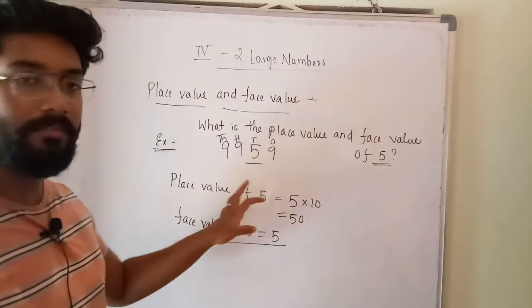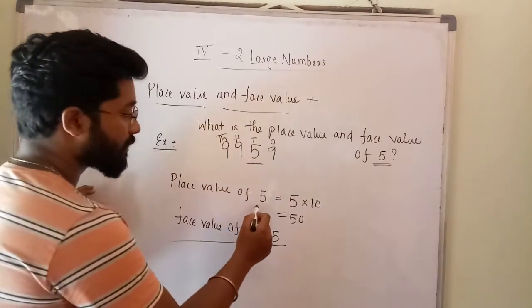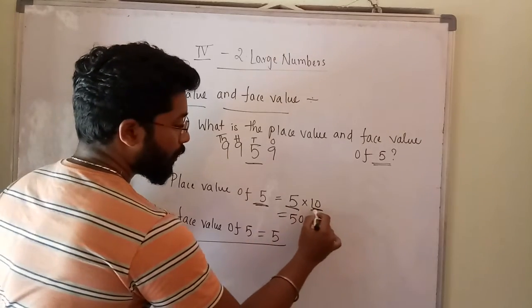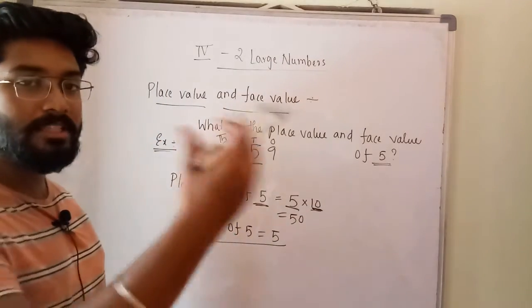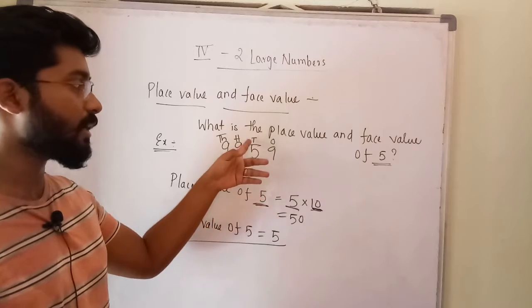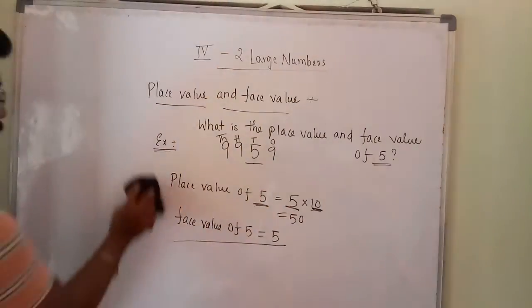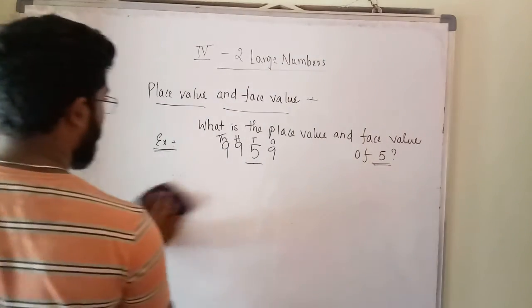The place value of a digit, here the digit is 5, is that digit into the value of the place it is in. Here 5 is in the tens place. So 5 into 10, 50 is the place value. Okay. So like that you have to understand.